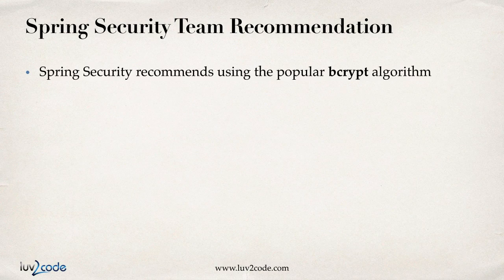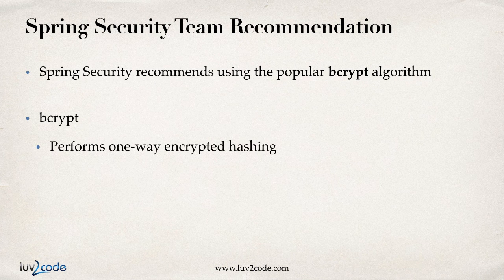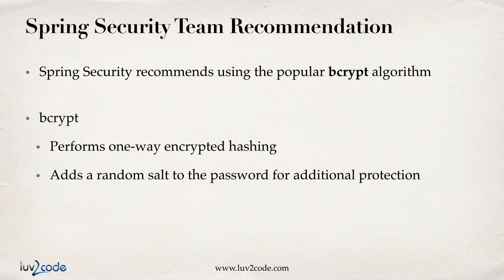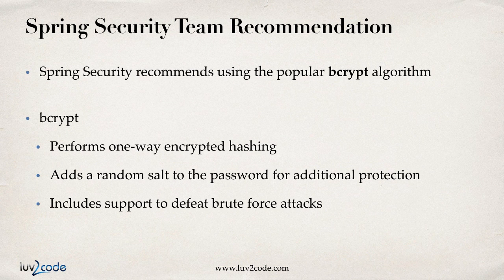The Spring Security team recommends using the popular Bcrypt algorithm. The Bcrypt algorithm performs a one-way encrypted hash. It adds a random salt to the password for additional protection, and it also includes support to defeat brute force attacks. This is the current recommendation from the Spring team, and it's a popular one-way password hashing algorithm that's used by other projects.